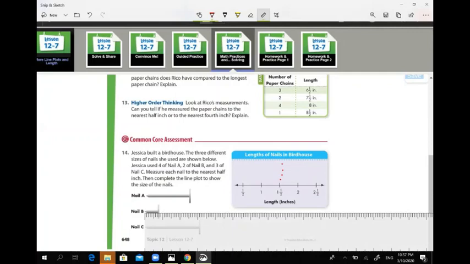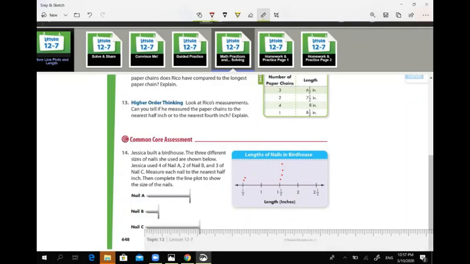Okay, now going to nail B, it's about half inch. And how many nails do we have of nail B? 2. So I will put 2 dots above the half inch. Nail C, we have 3 of nail C. The measure of nail C is 2 inches. Because I have 3 of nail C, I will put 3 dots.